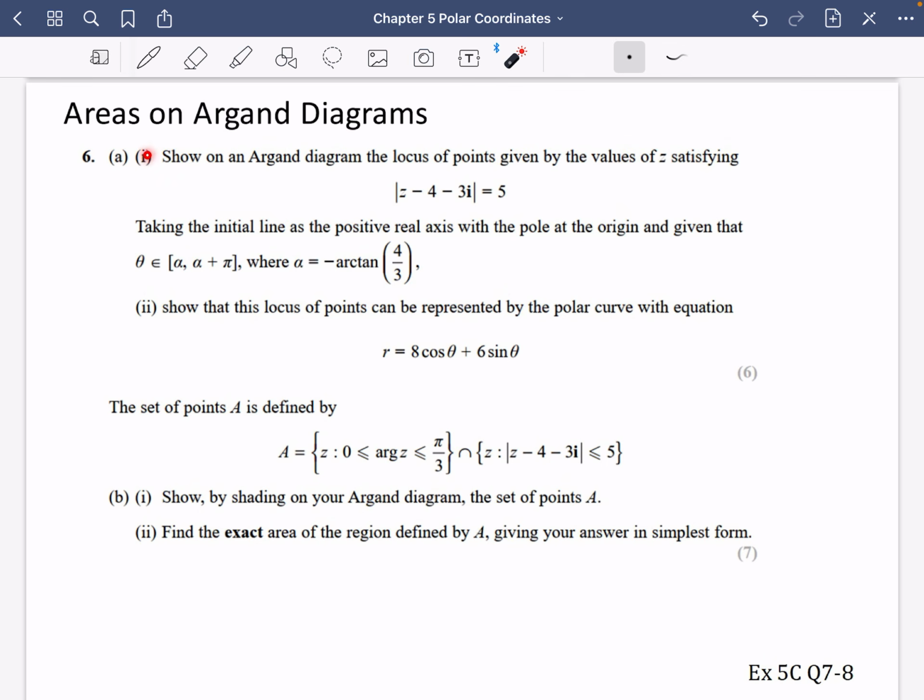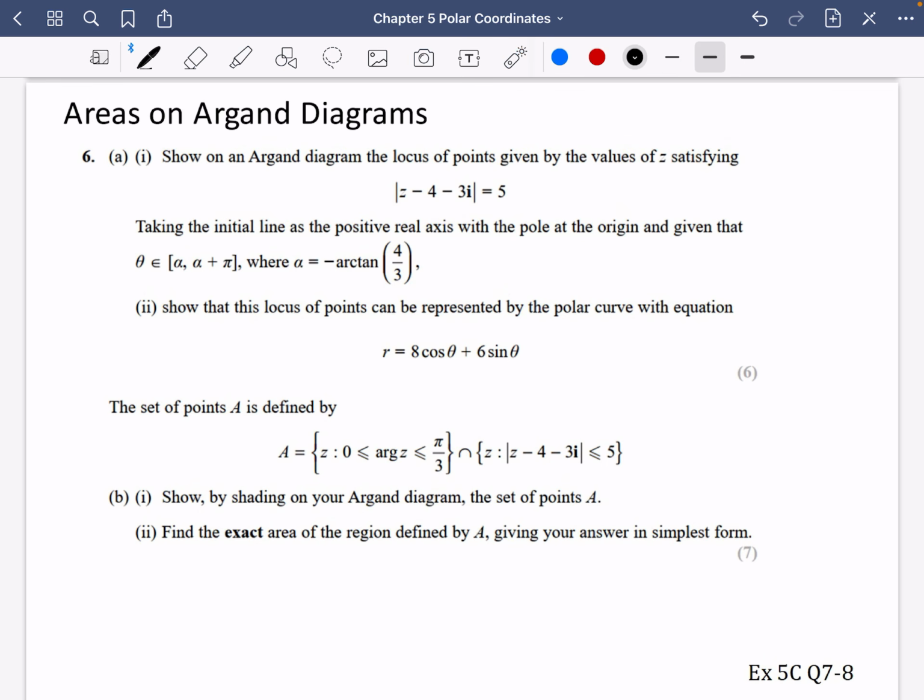Anyway, let's get on with some questions about areas on Argand diagrams. So 6a, part 1 and part 2 are going to be pretty straightforward. We're just going to add in some extra stuff in part B. Let's just read through 6a. So it says, show on an Argand diagram the locus of points given by the values of z satisfying this thing that we've got here.